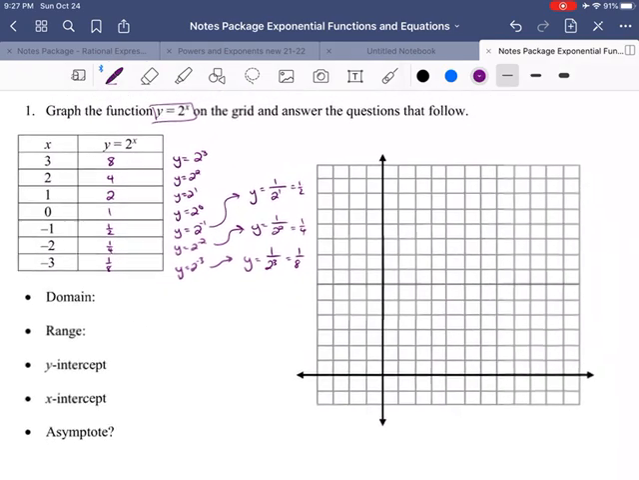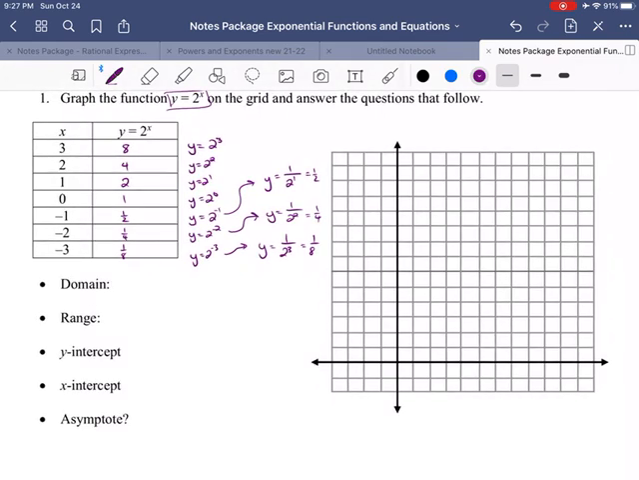So let's go ahead and graph this stuff. So 3, 8, 2, 4, 1, 2. So up there is 3, 8, and 2, 4 is going to be there, and 1, 2, 0, 1, negative 1, 1/2, negative 2, 1/4, negative 3, 1/8, and we're doing something like this.